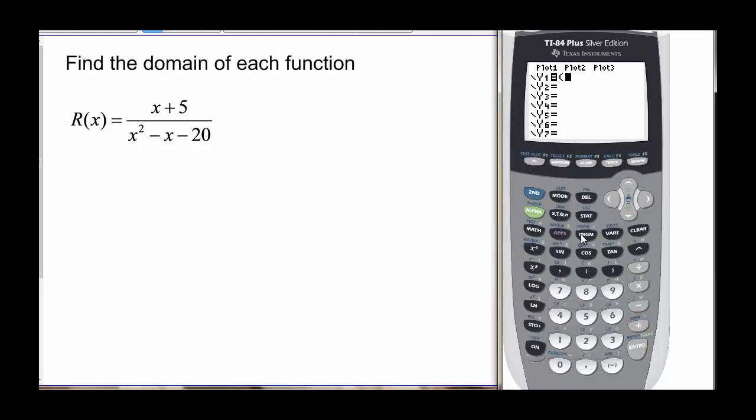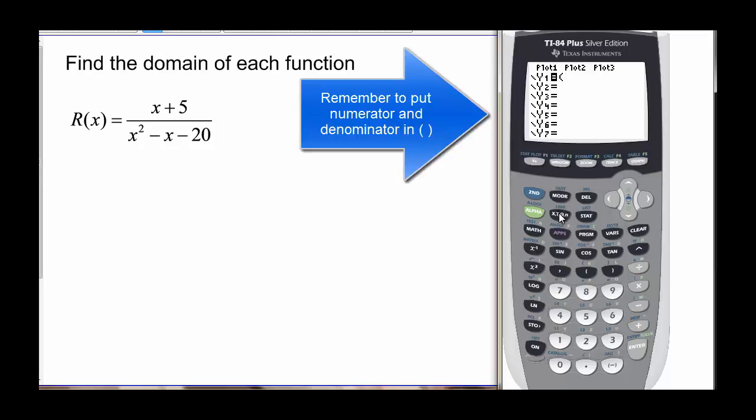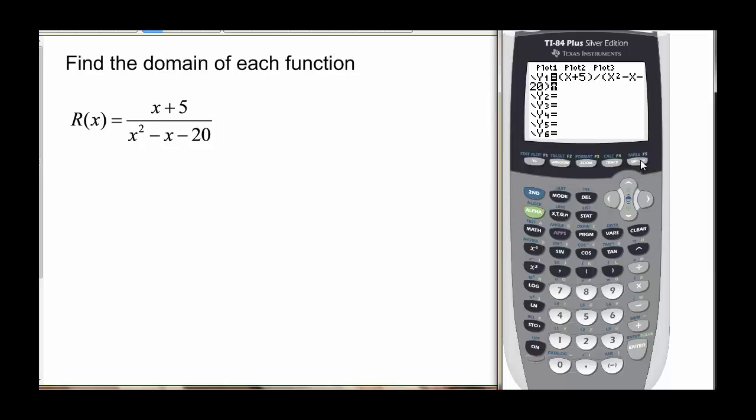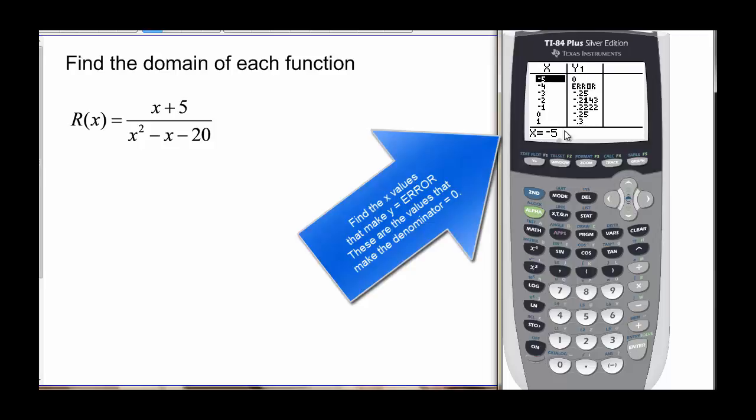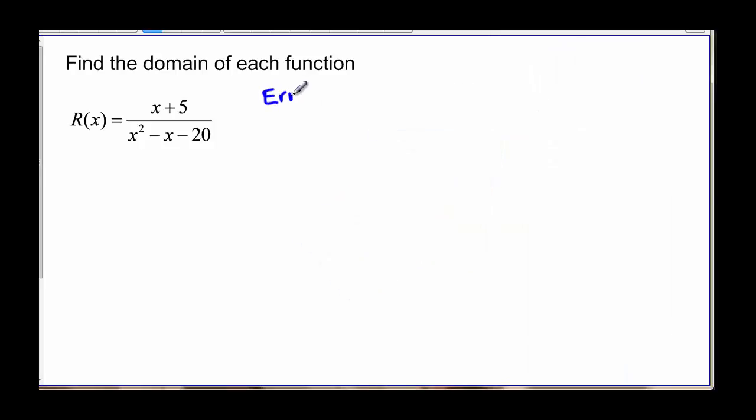I have more than one term in the numerator, so I have to put parentheses x plus 5, and then close the parenthesis, divided by, and then parentheses again around my denominator, x squared minus x minus 20, and then close my parenthesis. And when I go look at my table, I'm really looking for values that are going to give me this error. Okay, so I have an error at x equal -4.